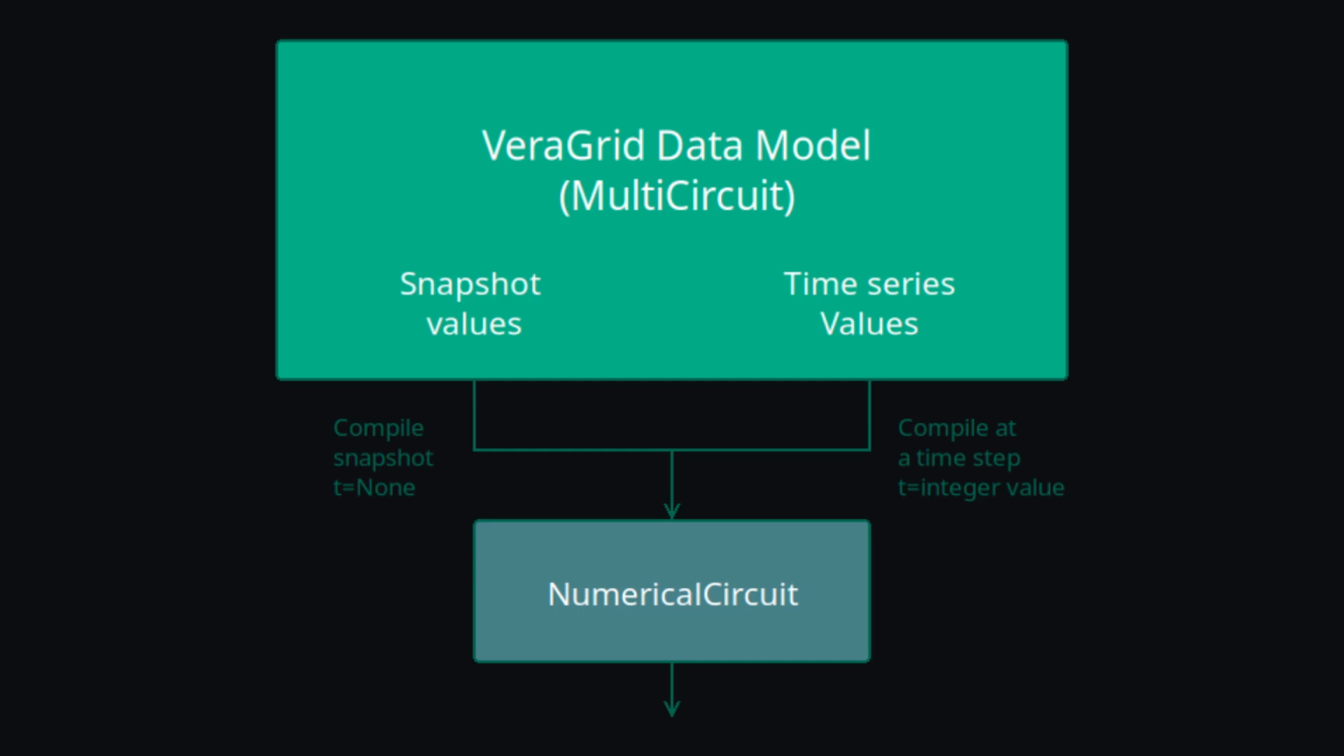The time series represent variations on parameters that can change over time, such as the active power of a generator or load. These values may be imported from spreadsheets, CSV files, or come from combining many operational snapshots.